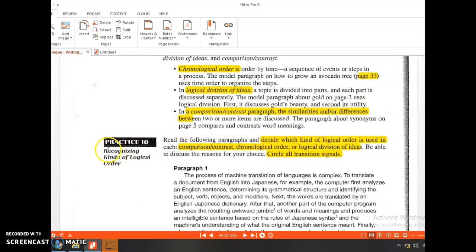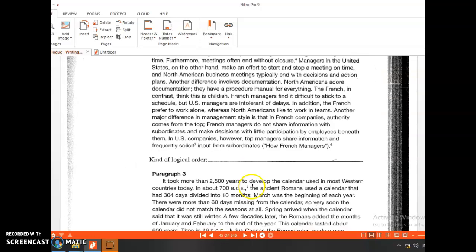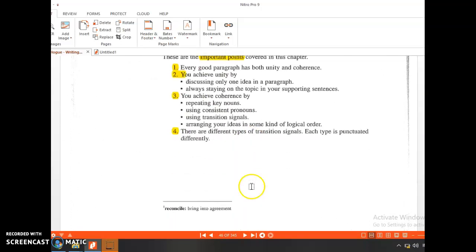Okay, please do this: recognizing kinds of logical order. Decide which kind of logical order is used in each paragraph. Paragraph 1, for example, comparison and contrast. Be able to discuss the reasons for your choice. Circle all transition signals. So how do you know that this paragraph uses comparison, chronological, or logical division? Because you circle the transition signals, so that you know it is about comparison or chronological or logical division. Okay, so you do this.